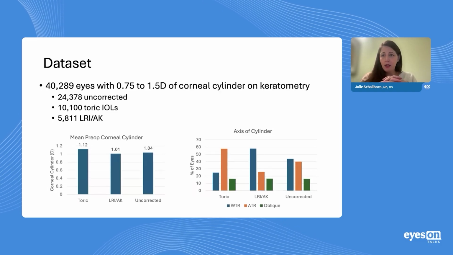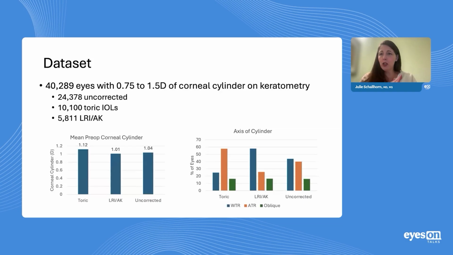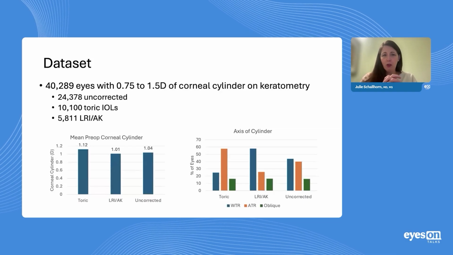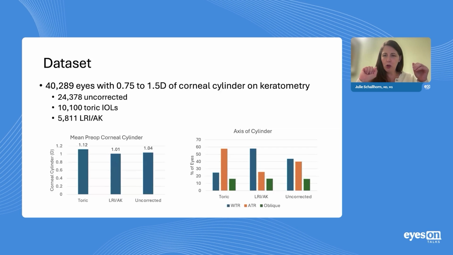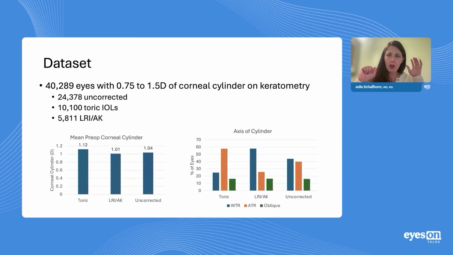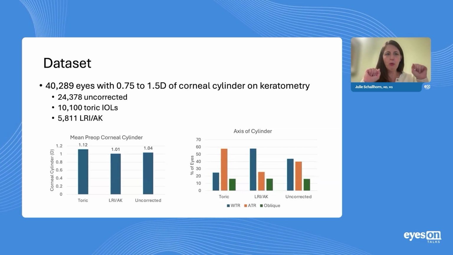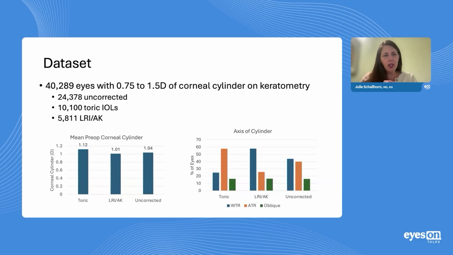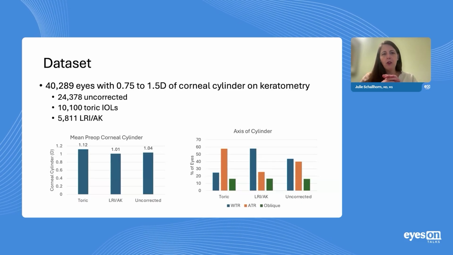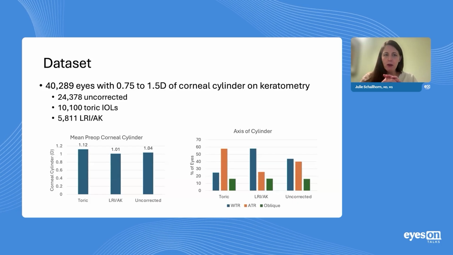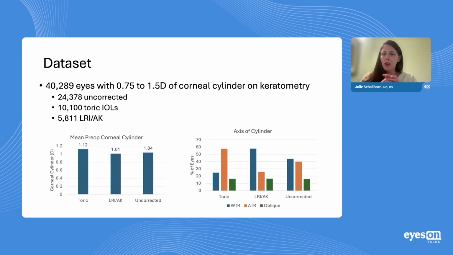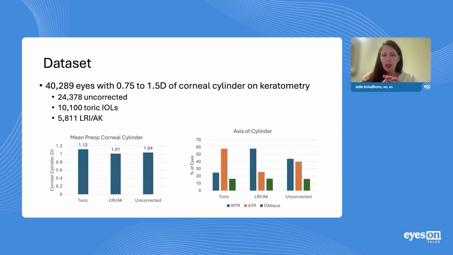And because I think in practice patterns in the United States, we didn't look at lower amounts of cylinder to see if anybody was giving LRIs for that. We looked at this intermediate range between where we know that there's a toric IOL available and where a lot of people would just leave untreated. Of these, a little over half were uncorrected. About 10,000 got toric IOLs and about 5,800 got LRIs or astigmatic keratotomies.